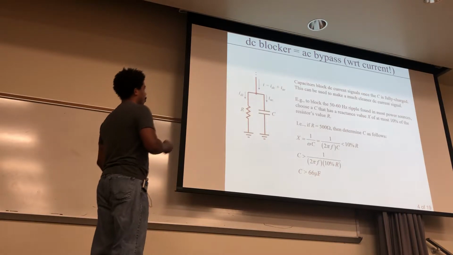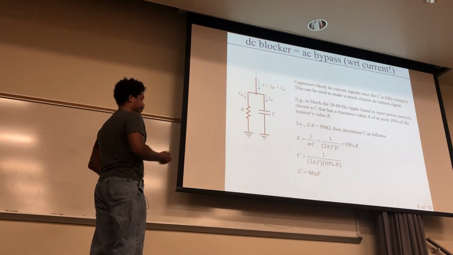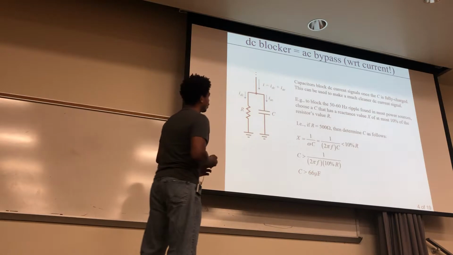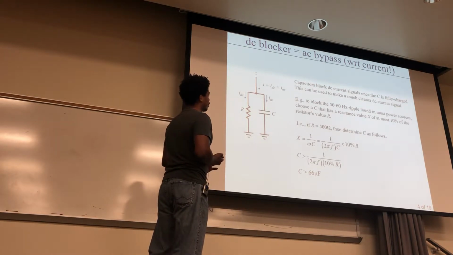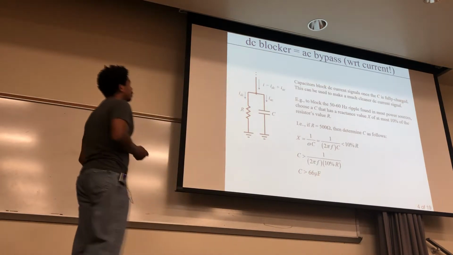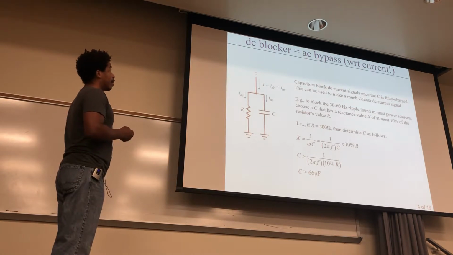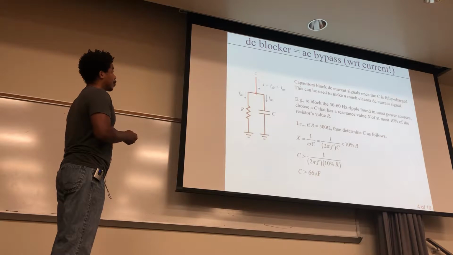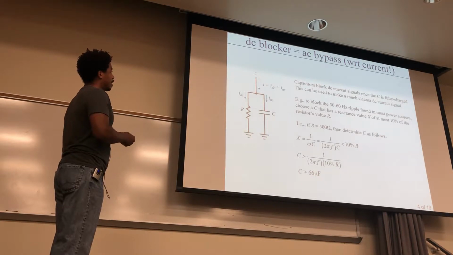Okay, then you have a pretty clean DC signal coming through here. Okay, so here's a common thing that's done. You can also think of it as an AC bypass. The AC portion goes through here quite easily and not in this direction.